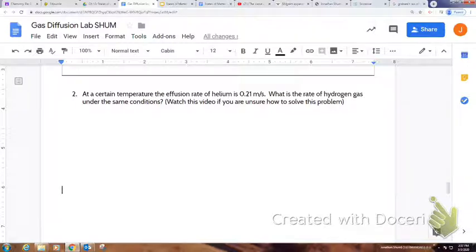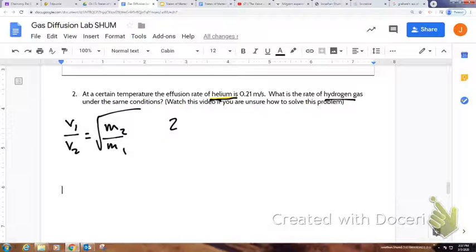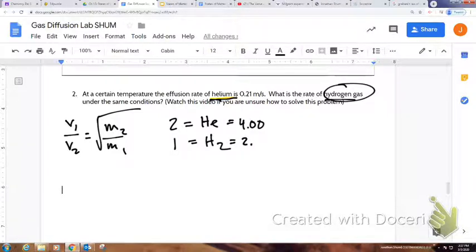So we're comparing helium to hydrogen gas. So we always use Graham's law. Then we said, remember, number 2, the mass of 2 is always the heavier one. So helium is heavier than hydrogen. Hydrogen is H2, right, because it's diatomic. Helium's molar mass, if I look on the periodic table, is 4.00, where hydrogen is 2.02.